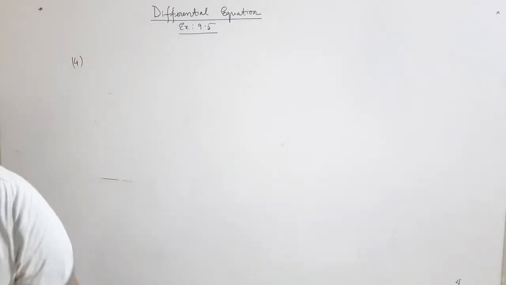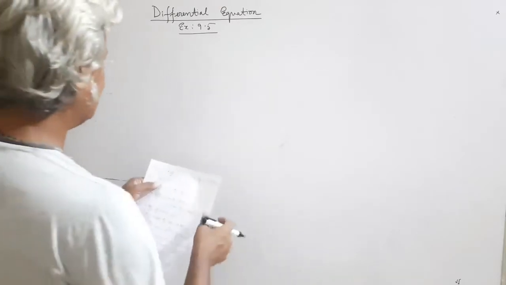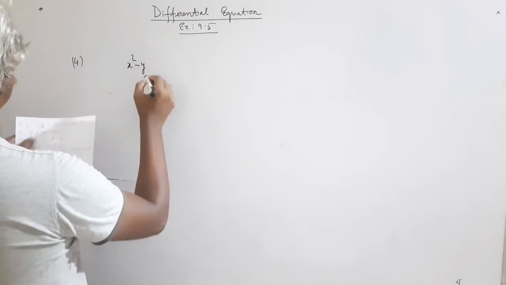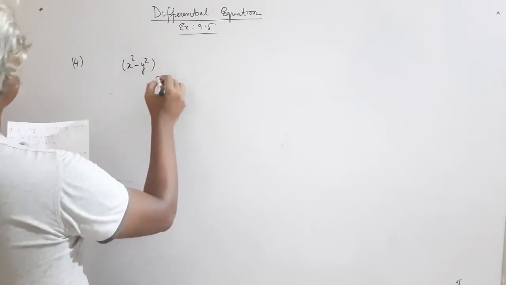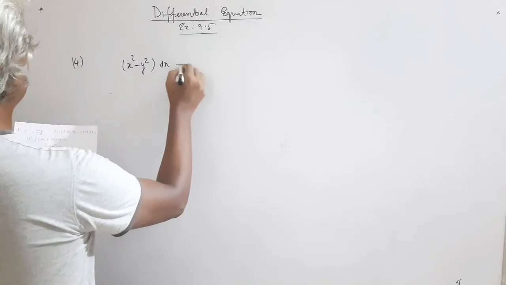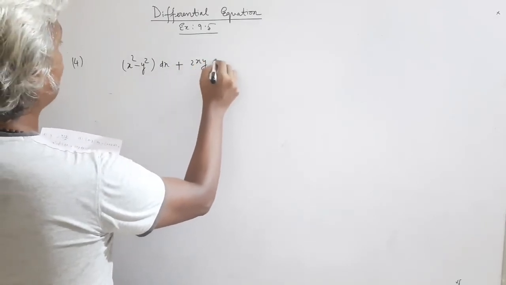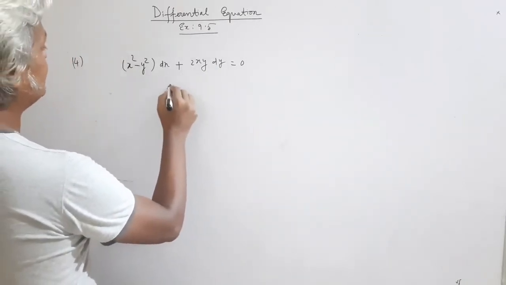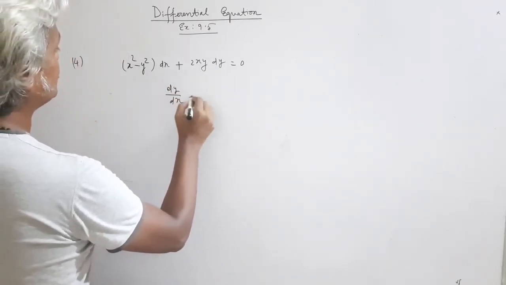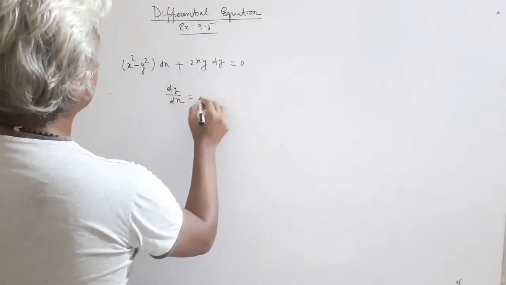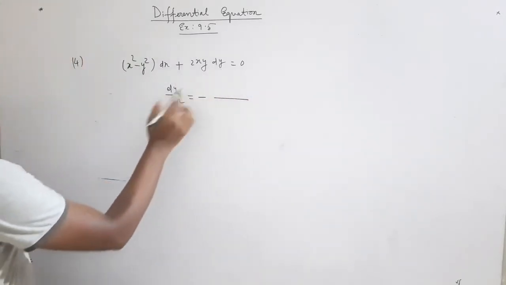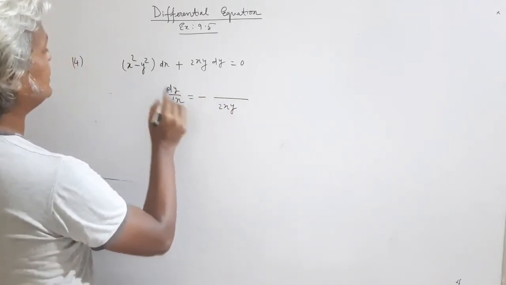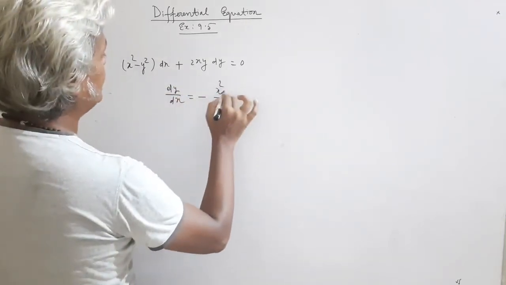So question number 4, friends, goes: find the solution of x square minus y square dx plus 2xy dy equals 0. The questions are not very difficult, they are easy, but I am just challenging myself on how fast I can solve these questions. So I write directly dy over dx, then a minus sign, and whatever is with dy goes down, that is 2xy, and whatever is with dx, that is x square minus y square, goes here.